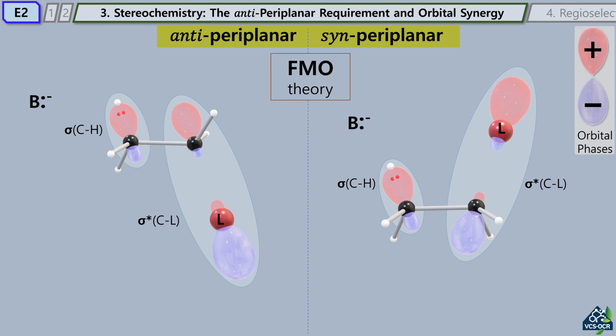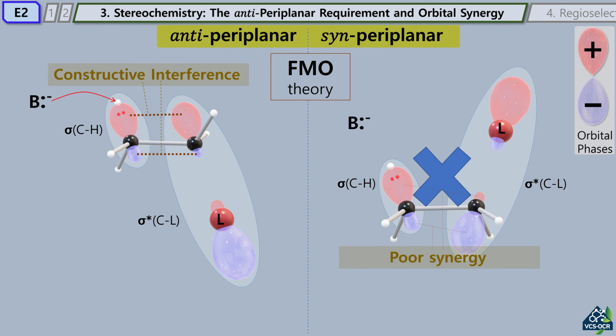From the perspective of frontier molecular orbital theory, the reaction involves a concerted flow of electrons. Electrons from the breaking CH sigma bond contribute to the developing pi bond, while electron density simultaneously accumulates in the C-Cl sigma star antibonding orbital, leading to leaving group departure. This donor-acceptor interaction requires precise phase alignment, which is only achieved in the anti-periplanar geometry. Here, the internal lobes of the relevant orbitals face each other directly, creating a continuous pathway for electron density to flow across the two carbons.